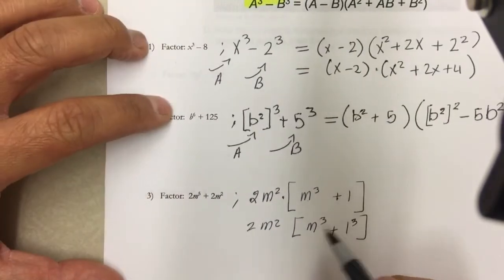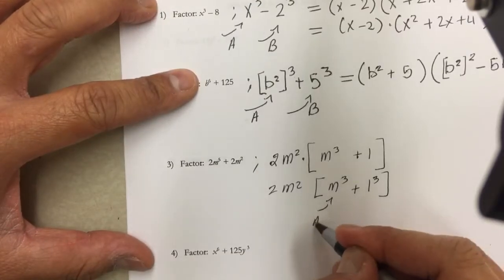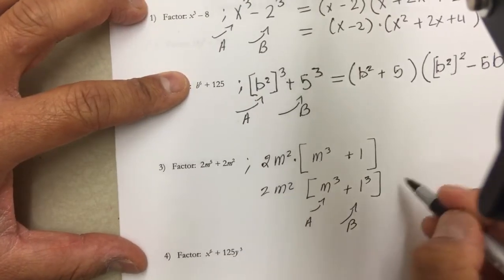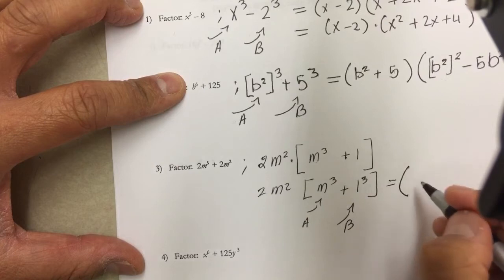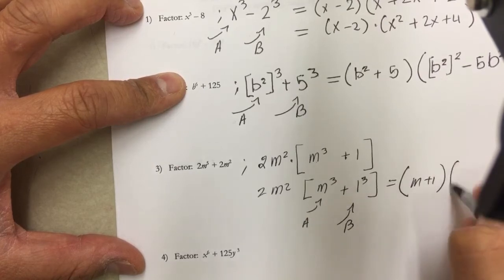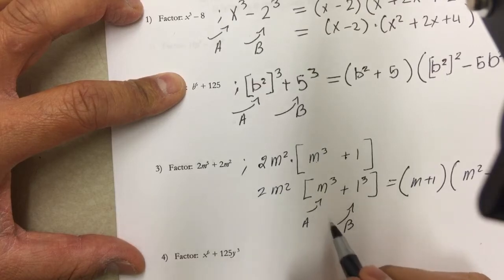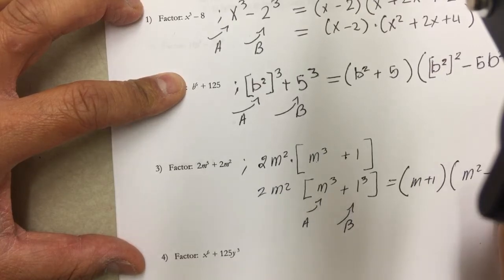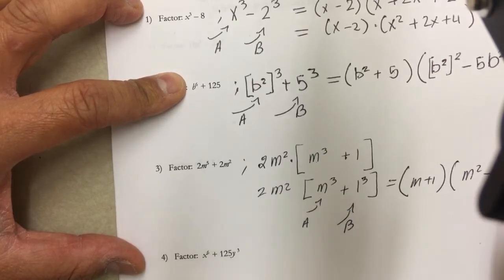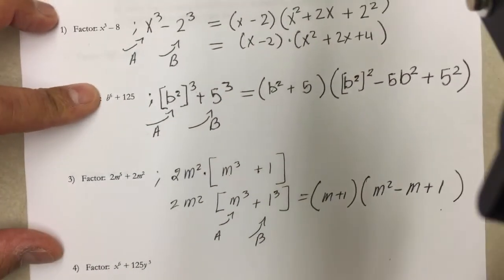Our a is going to be m, our b is going to be 1. So a and b. Okay, and according to the formula, it's a plus b. So m plus 1 followed by m squared minus ab plus b squared, and b squared is also that. So there you go.